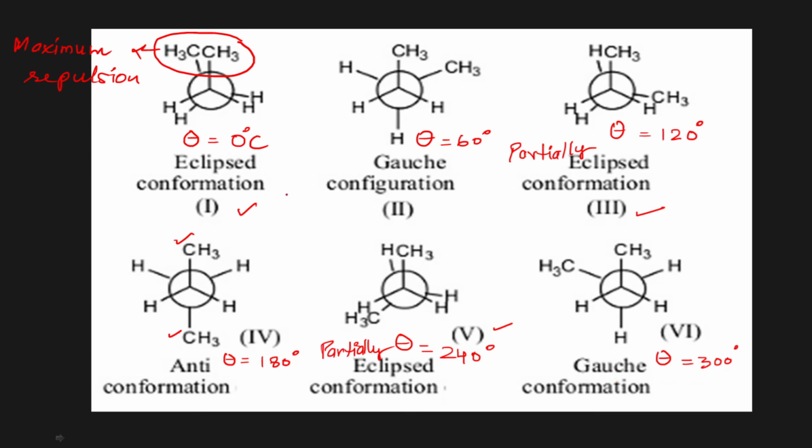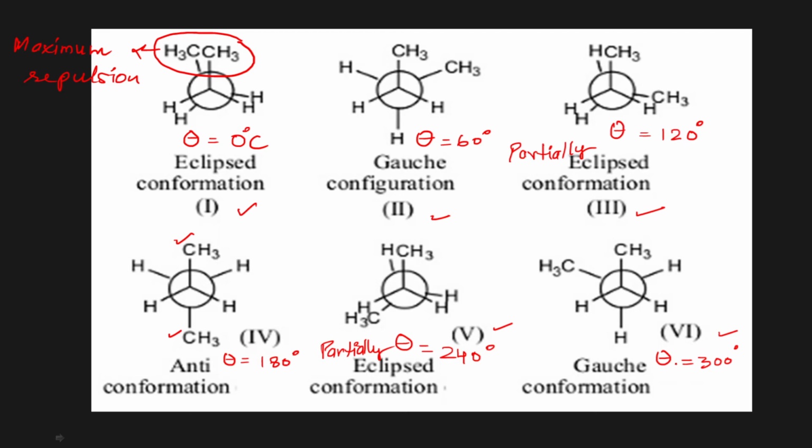Again, if you're looking at the second structure and the sixth structure, they seem to be quite similar, and we can say that they are also mirror images of each other. So the gauche conformation, in this, the methyl groups are slightly closer to each other, but this is a form of staggered conformation which we are studying. So this is more stable than the eclipsed conformation.